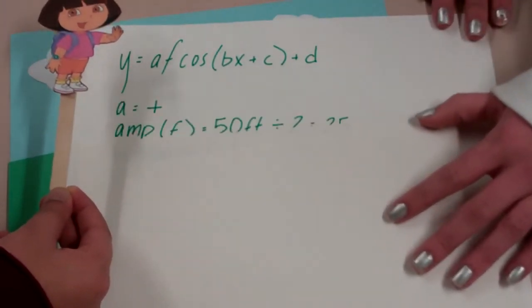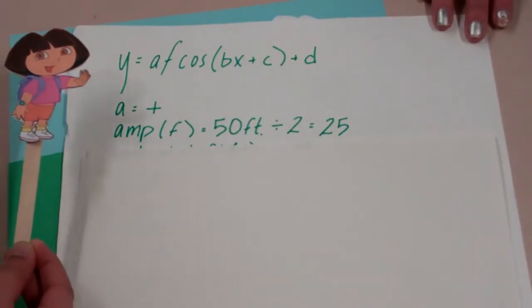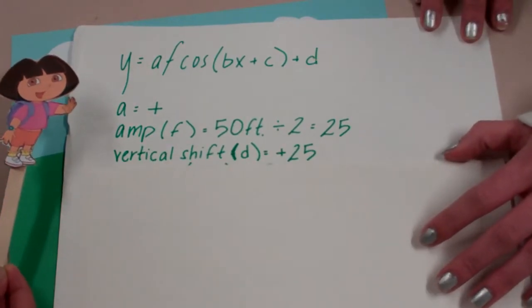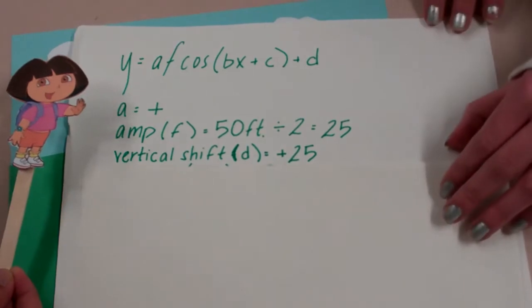Since the hill is 50 feet from the bottom to the top, the amplitude will be positive half that value. This is our a value. And since the minimum value is 0, in this case the vertical shift must be up 25 feet. This is our d value.